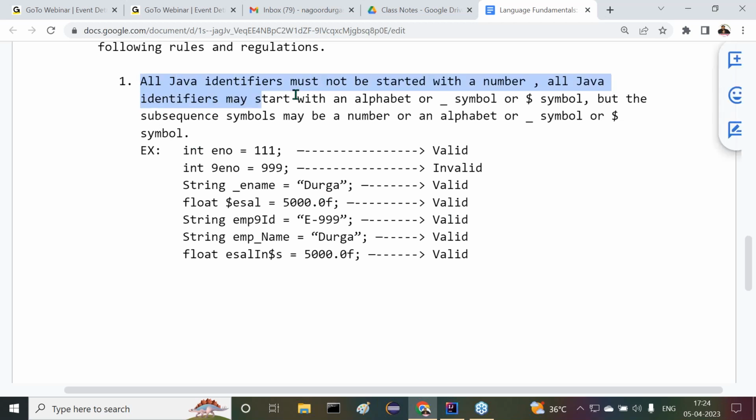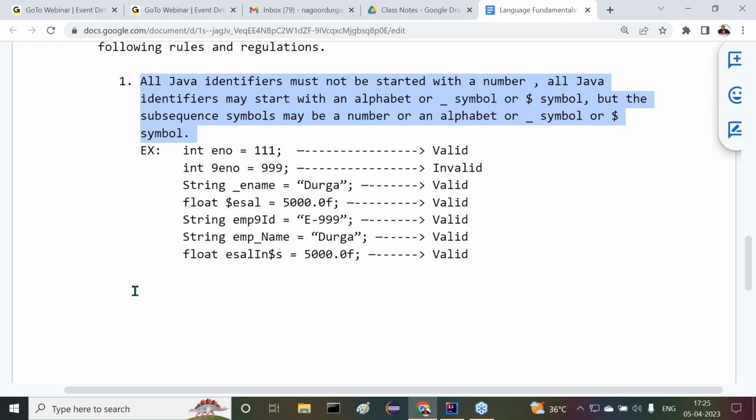All Java identifiers must not be started with a number. All Java identifiers may start with an alphabet or underscore symbol or a dollar symbol, but the subsequent symbols may be a number, an alphabet, an underscore symbol or a dollar symbol. All the cases here I've written, there we can check valid or invalid. So got it or not?